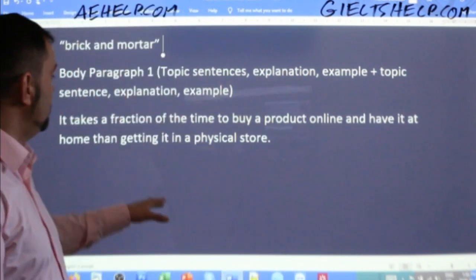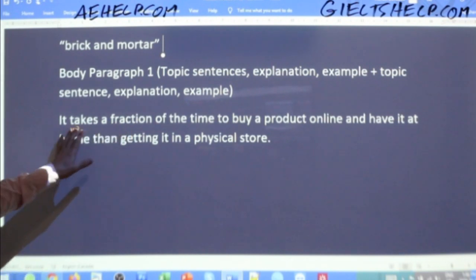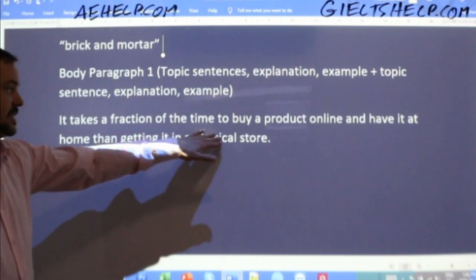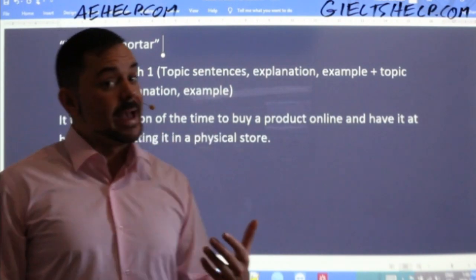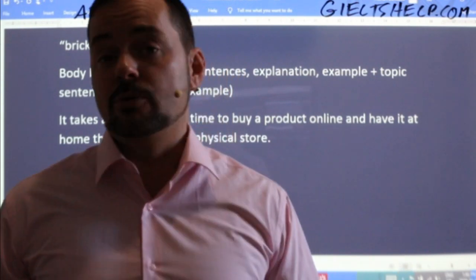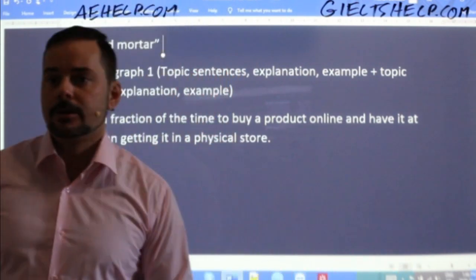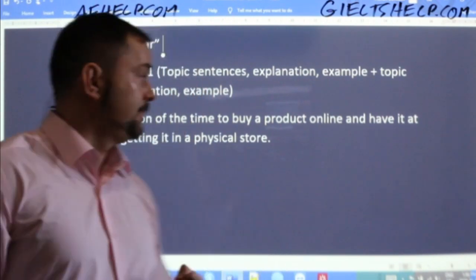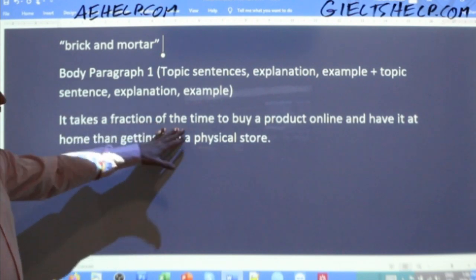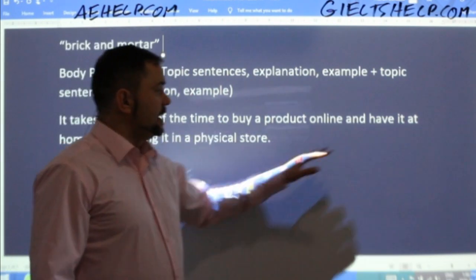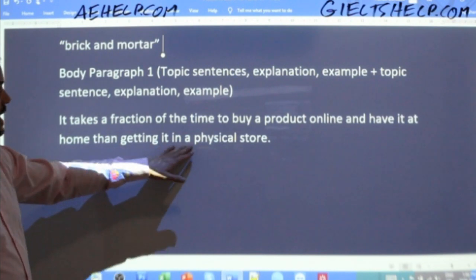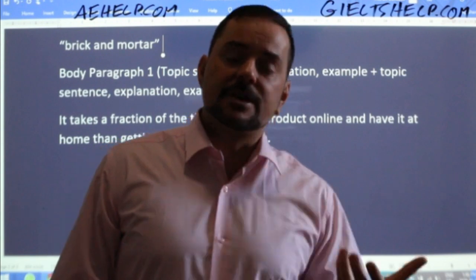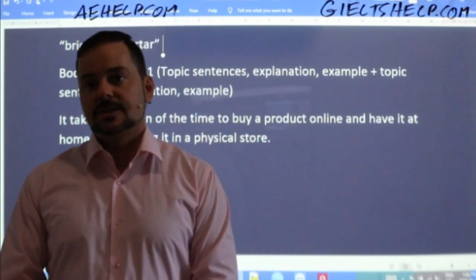Okay, so I can say that simpler. I'm just using a little bit of higher level vocabulary with it takes a fraction of the time, but you could say it takes much less time. Okay, and you can still get a band 7, 8 for sure, 8.5 even. All right, using simpler vocabulary but expressing yourself very clearly. Okay. So it takes a fraction of the time to buy a product online and have it at home than getting it in a physical store. That's a definition of saving time in this context. Okay.